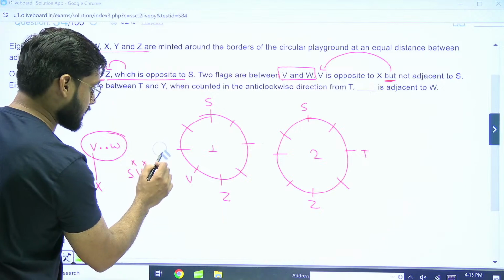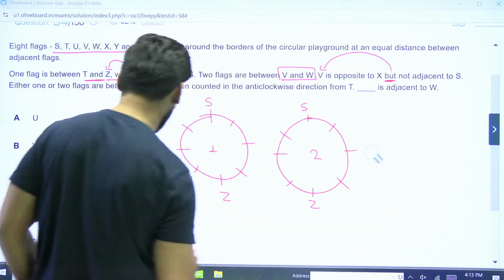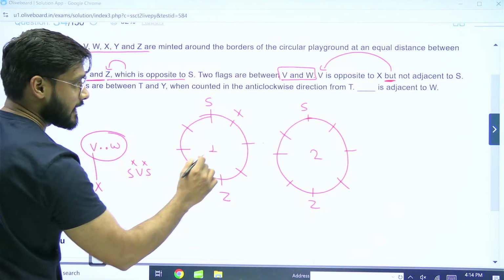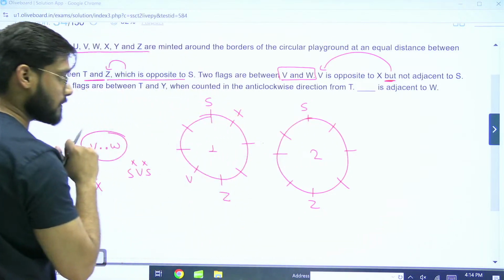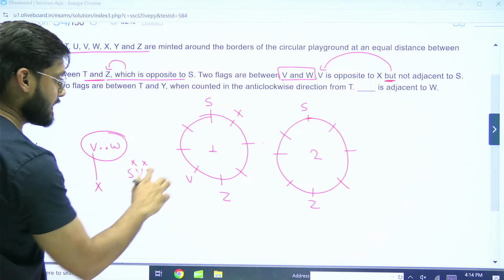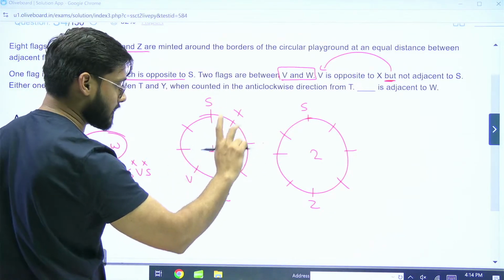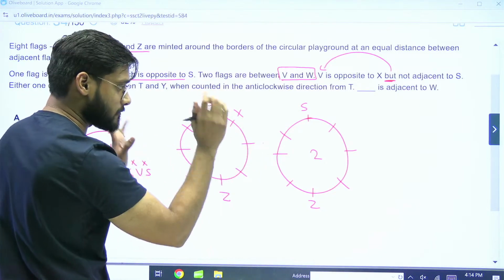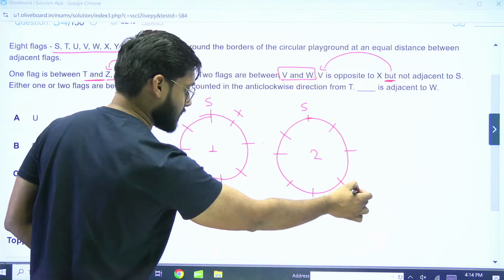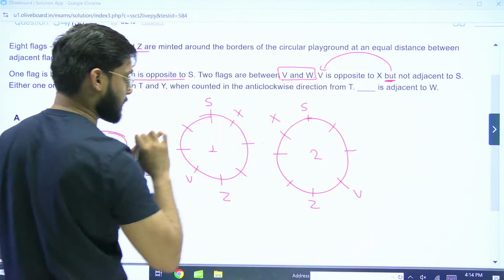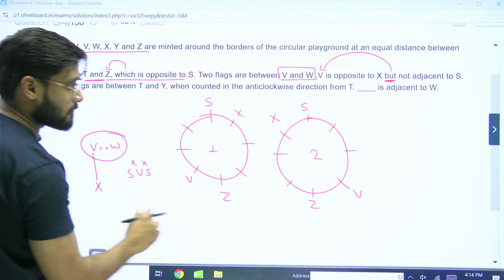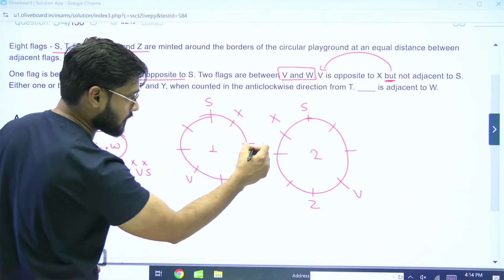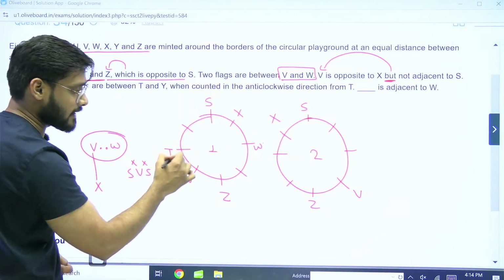I am removing T right now. We will fix T later on. V is over here, opposite to V, X will come like this, and V will not come adjacent to S. In these 2 positions T will come, either here or here. So one case will be like this: V can come over here, and opposite to V, X will come over here. Now 2 persons were sitting between V and W. So in this case, going clockwise, 1, 2, W will come, and now T will be fixed over here directly.